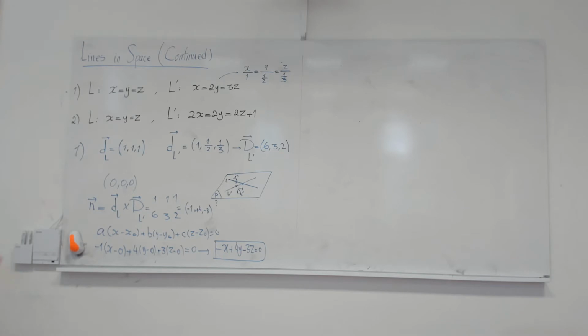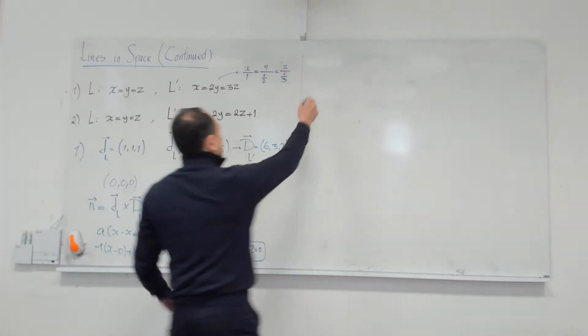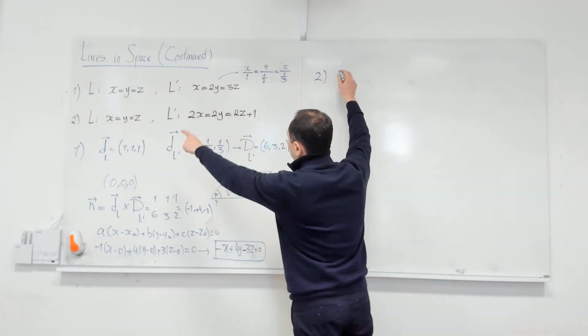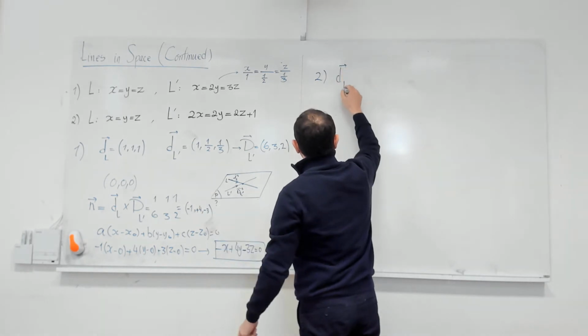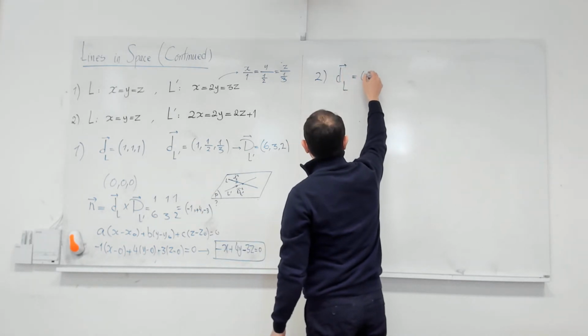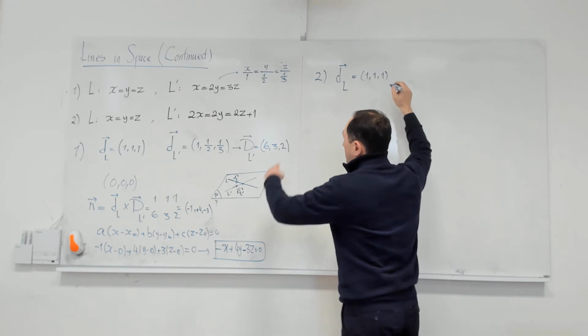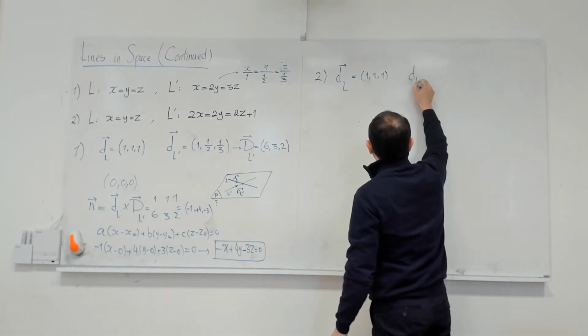So let me just draw, because first of all, let me just write these d's so that everyone knows what's going on. The d of L is as before, is 1, 1, 1. But can you just tell me what is d of L prime?